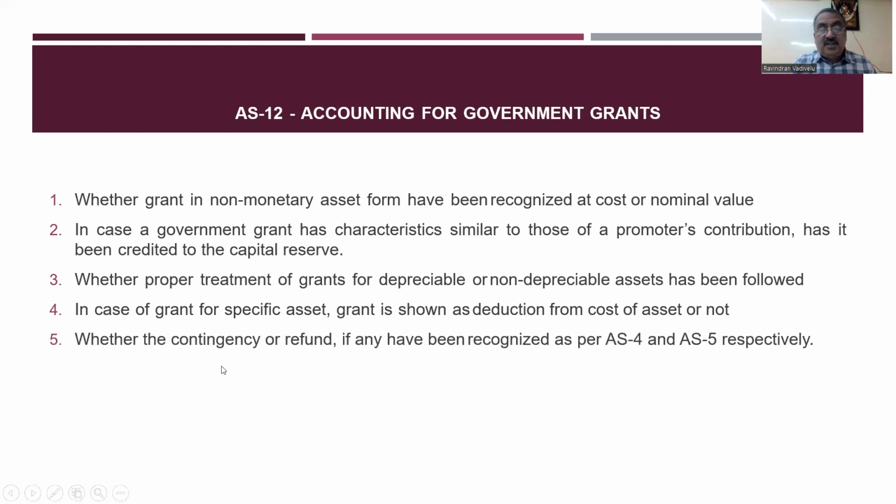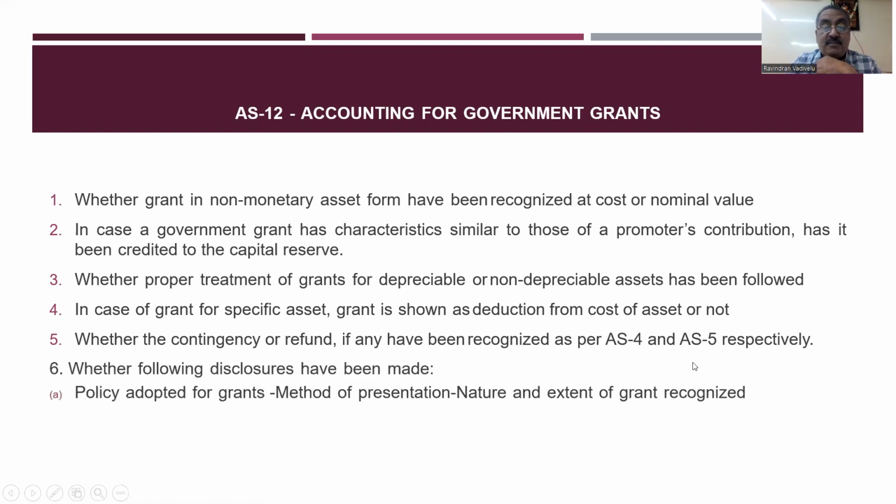Whether the contingency or refund, if any, has been recognized as per AS 4 and AS 5 respectively. So in case of contingency or refund of any government grants, it has to be followed as per the principles laid down in the accounting standards AS 4 or AS 5.